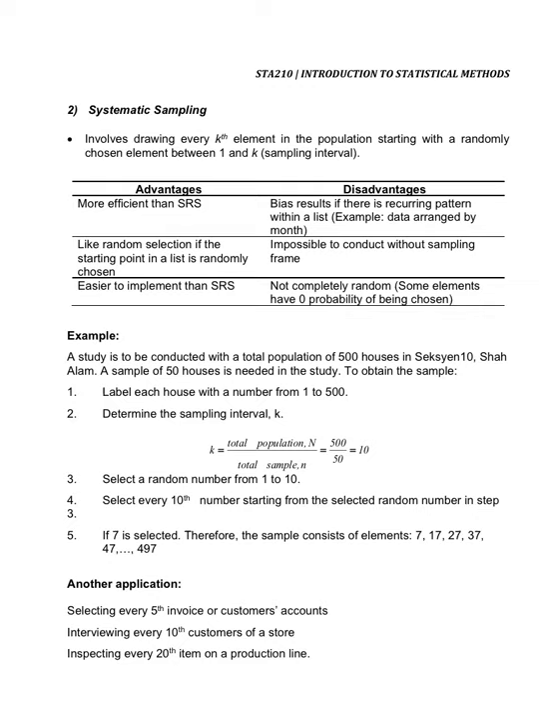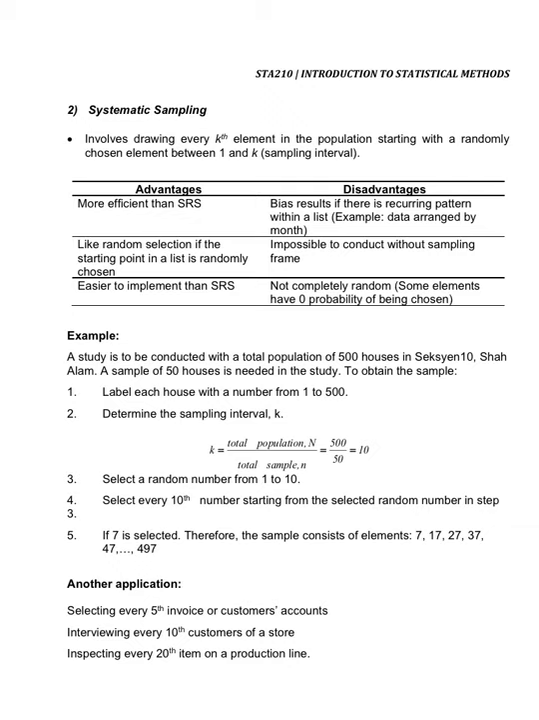Okay, number 2. Number 2 is systematic sampling. It involves drawing every kth element in the population, starting with a randomly chosen element between 1 and k. So k is our sampling interval. You can look at the advantages and disadvantages for this sampling technique. The advantage first, it is more efficient than simple random sampling. But the disadvantage, the results are biased if there is a recurring pattern within a list, for example, data arranged by month.